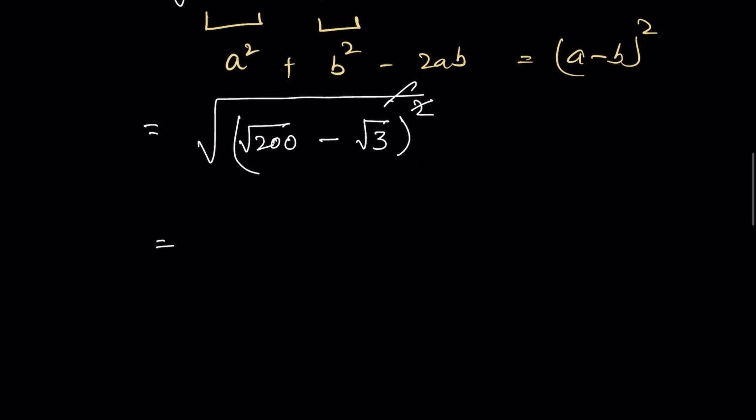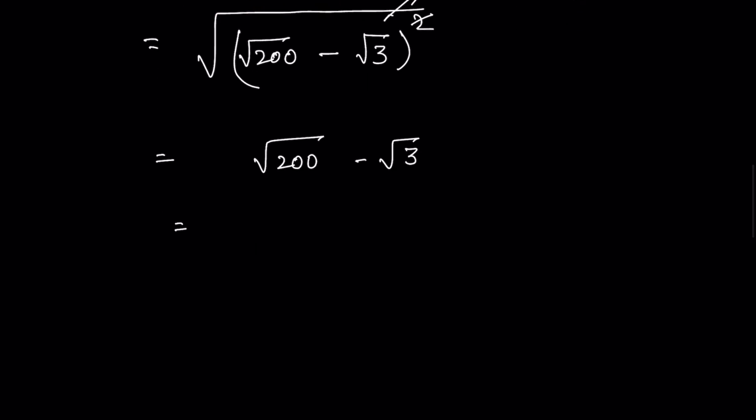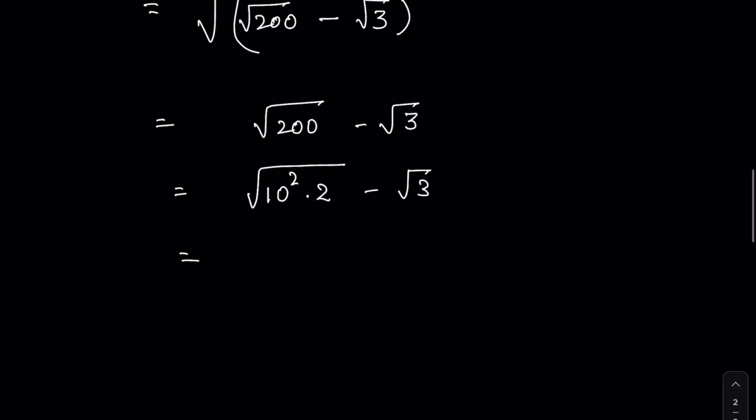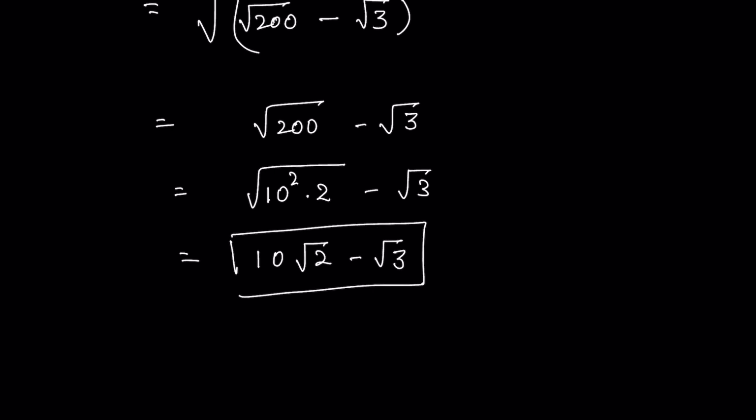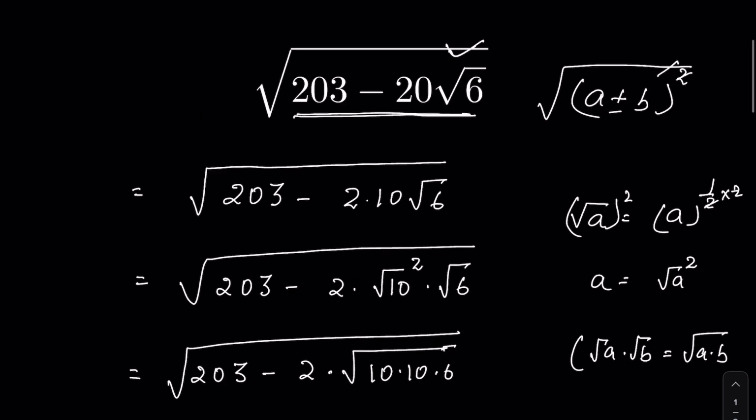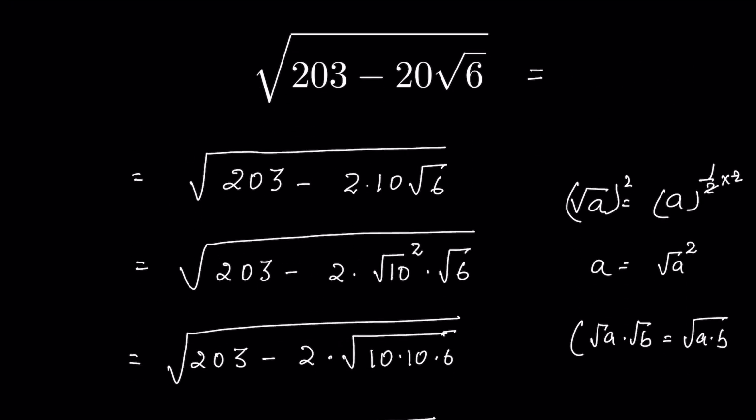Now we have square root of 200 minus square root of 3. Square root of 200 we can write as square root of 10 square times 2, minus square root of 3, or 10 times square root of 2 minus square root of 3. This is our answer. So here you can write square root of 203 minus 20 times square root of 6 equals 10 times square root of 2 minus square root of 3.